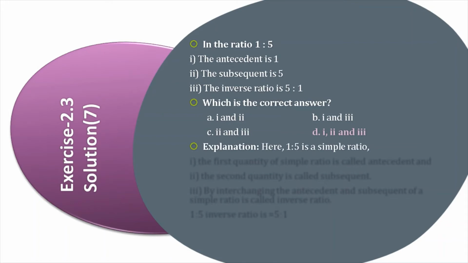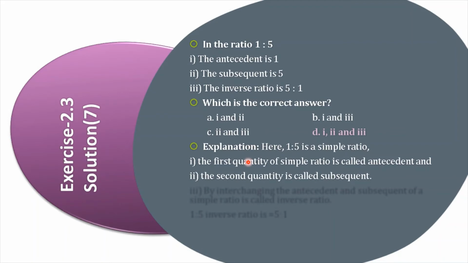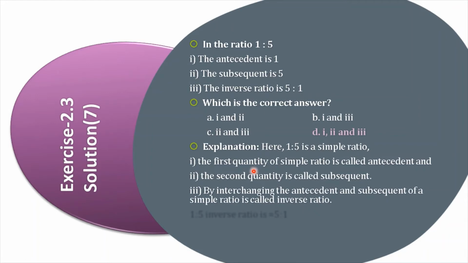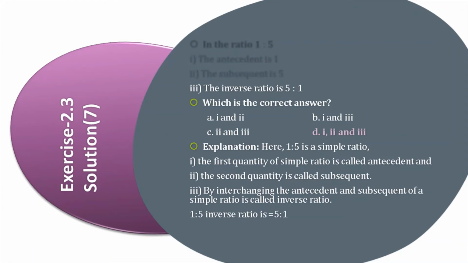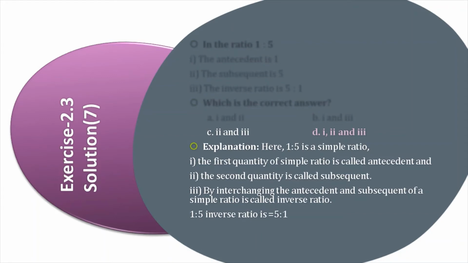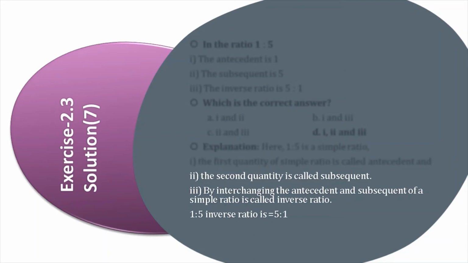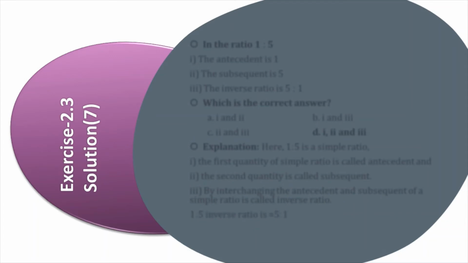Here 1:5 is a simple ratio. The first quantity of a simple ratio is called the antecedent. That means the antecedent is 1. The second quantity is called the subsequent. That means 5 is our subsequent. That is also correct. Interchanging the antecedent and subsequent of a simple ratio gives the inverse ratio. This is the definition of inverse ratio. If we interchange 1:5, we get 5:1. So number 3 is also correct. So this is the question of solution 7, my dear students, and the answer will be 1, 2 and 3, and from this explanation we see that 1, 2 and 3 is our desired answer.